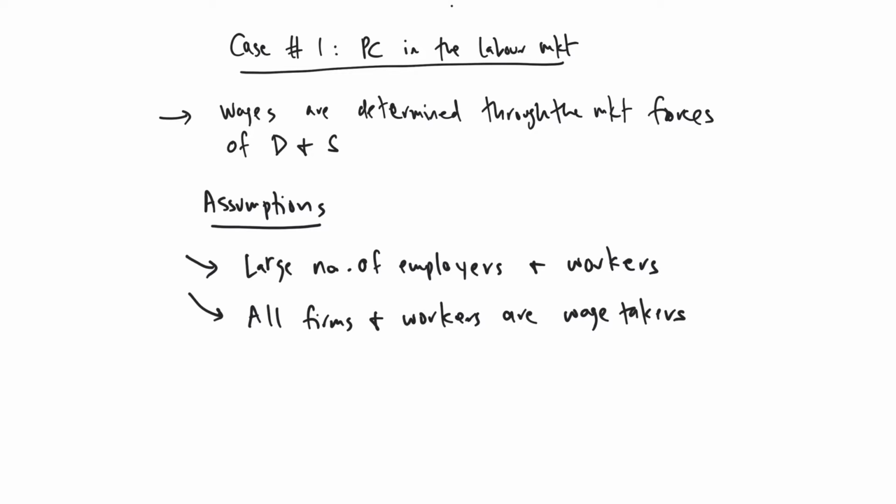The third assumption that we make is that labor is identical or homogeneous, which means there are no differences in terms of skills, no differences in terms of education, no differences in terms of anything that can make a worker ask for a higher wage rate than another worker, right?